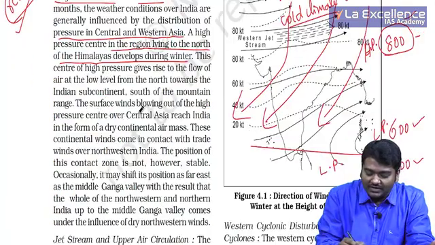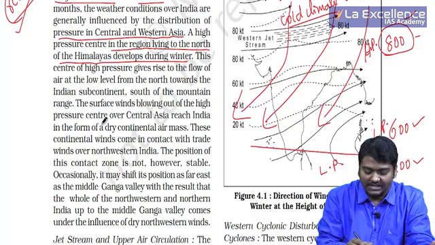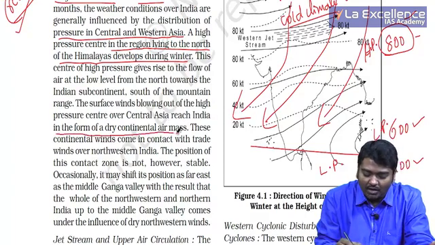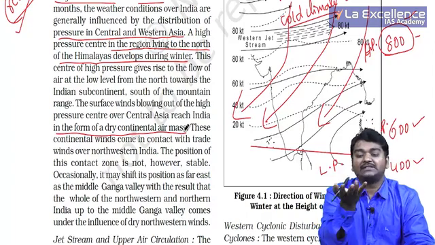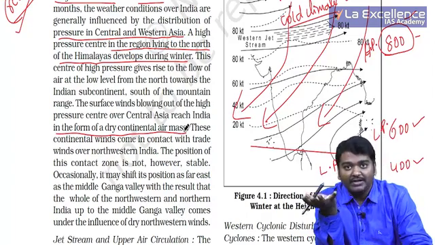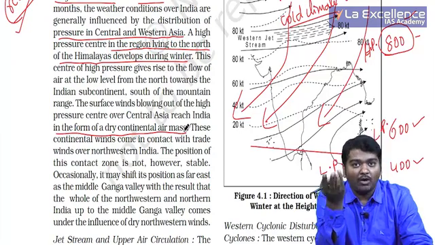The surface winds blowing out of the high pressure center over Central Asia reach India in the form of dry continental air mass. Why? It is originating in the continent. Will it have moisture? No.